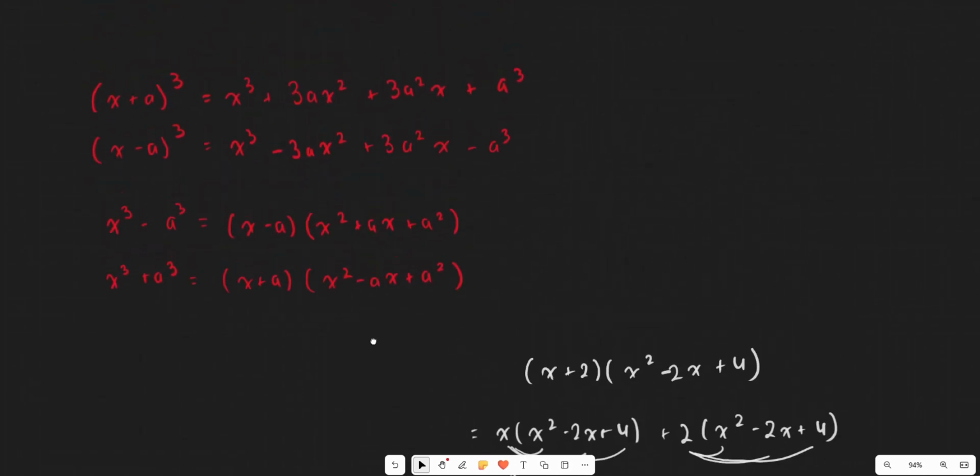So yeah, that's a basic introduction to the cubes of binomials and also the difference and sum of two cubes.